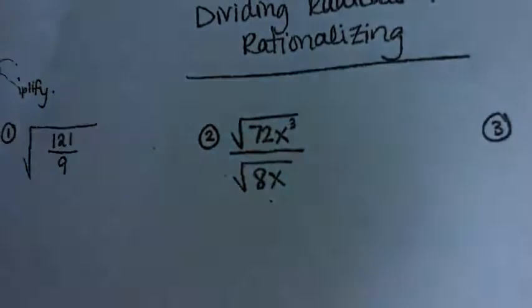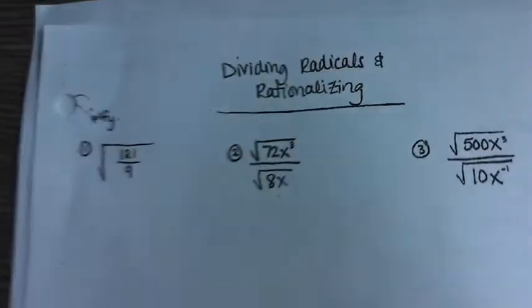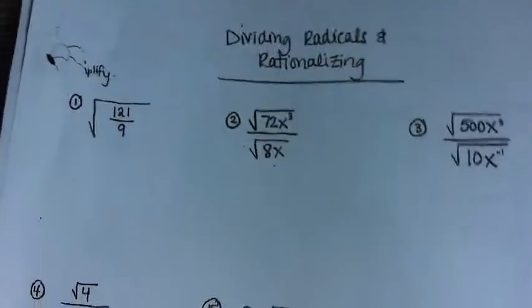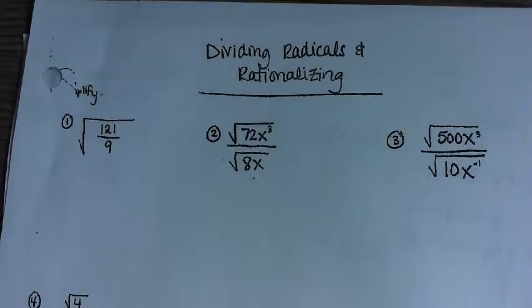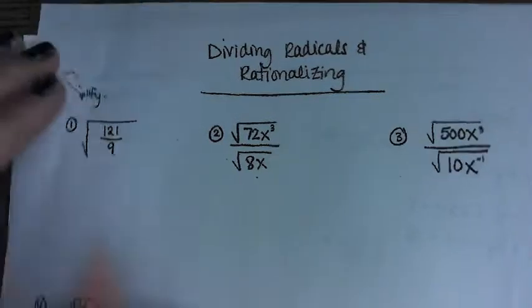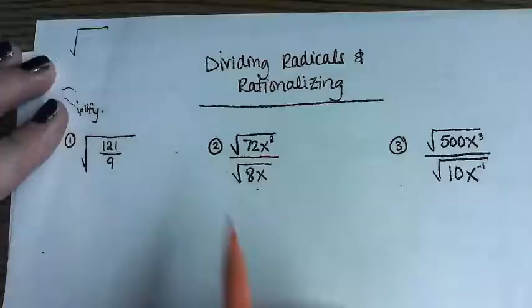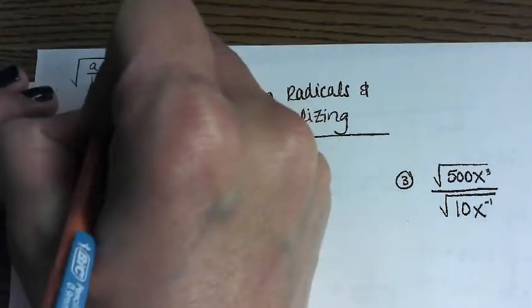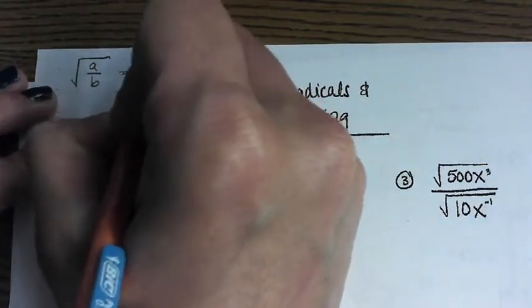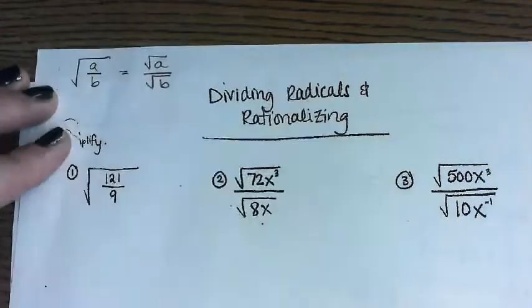And dividing is kind of funny. There's a property that says, and I'll write this at the very top, that if you're trying to take the square root of a fraction, let's say a over b, then that's the same as taking the square root of a over the square root of b separately.